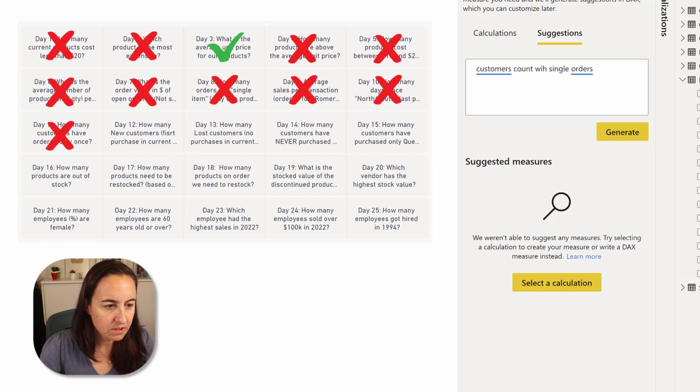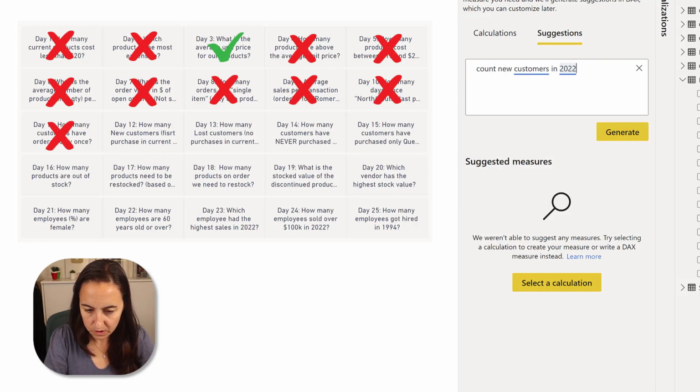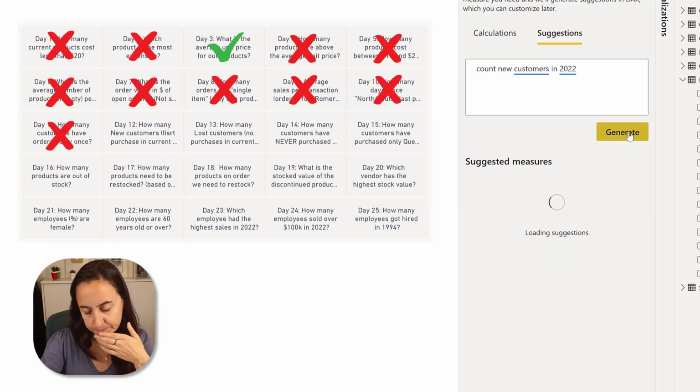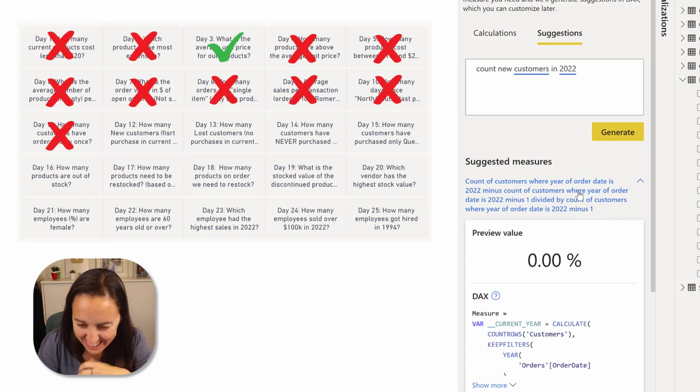How many new customers in the, then it should be the actual year, which I guess is 2022. Let me see. How many new customers? Count new customers in 2022. I've actually modified, if you remember these, so it has actual date. Count customers where year order date. Excuse me. What is that?